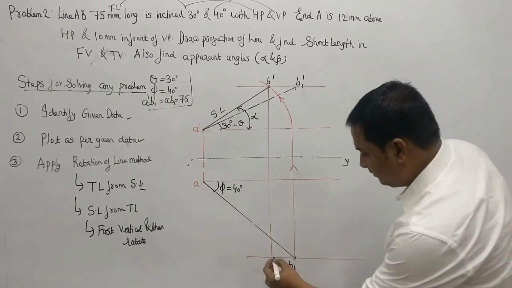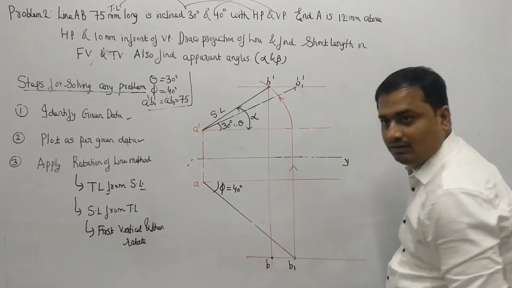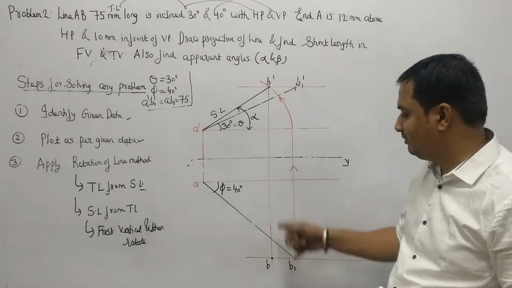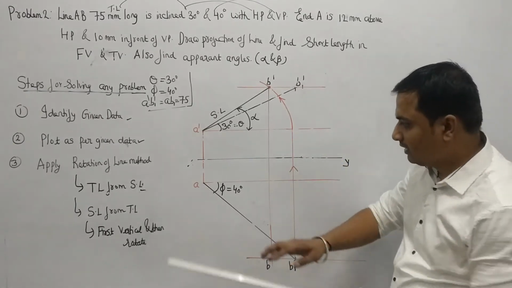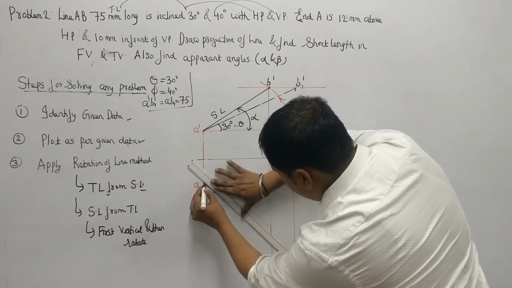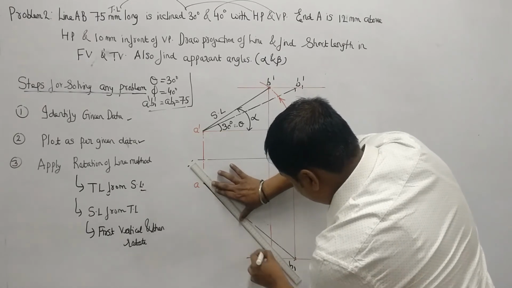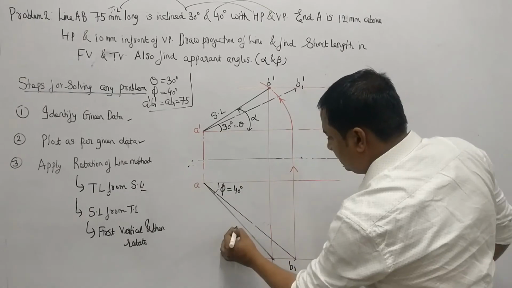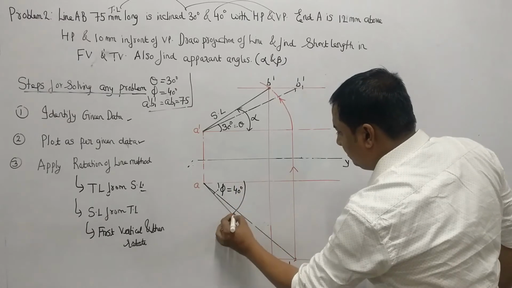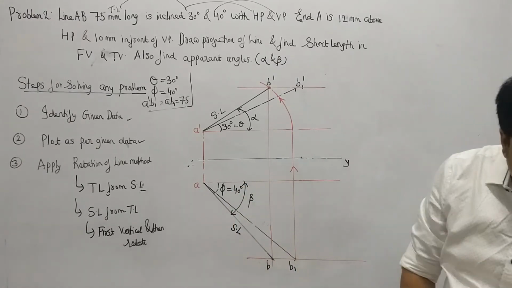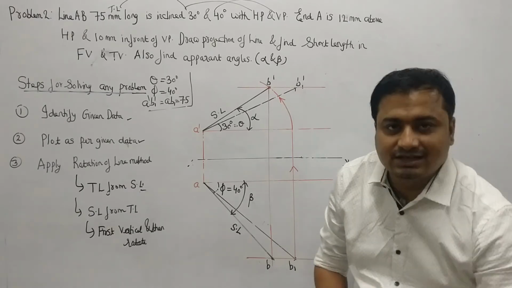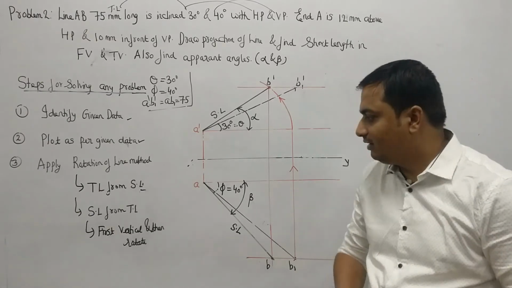So this point is B. Now you can use the concept that B dash and B will lie on the same line, but this will not lie on the same line. So we have used that concept, lying on the same line, then join AB1. Now this is my short length in the top view, and the angle made by the short length is beta.